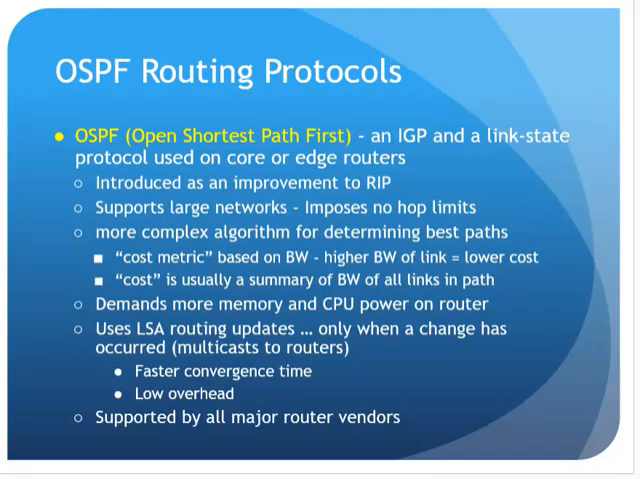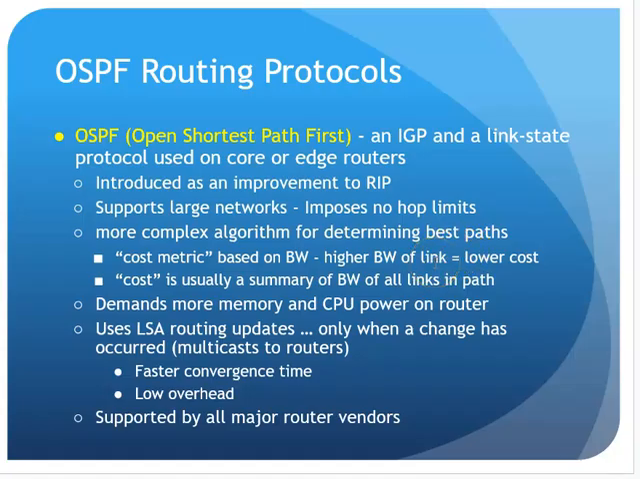Let's take on OSPF, Open Shortest Path First. This was introduced as an improvement to RIP, so you're going to see this a lot more than you would see RIP. This is going to support large networks. It's not using a hop count; it's using a more complex algorithm. It's a cost metric based on bandwidth. The higher the bandwidth of the link, the lower the cost.